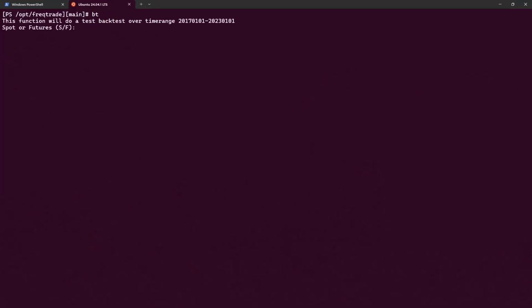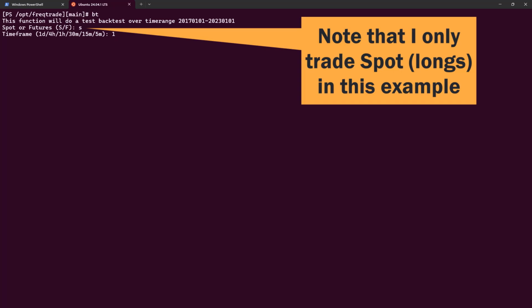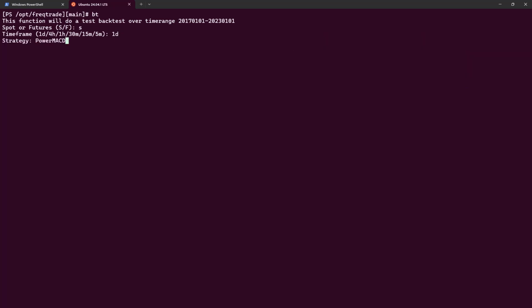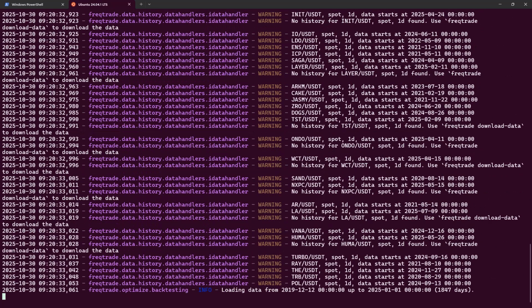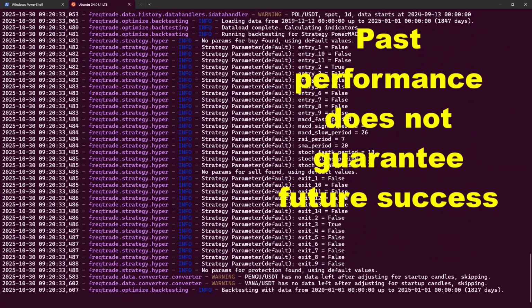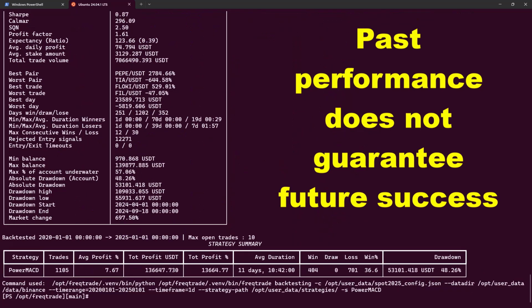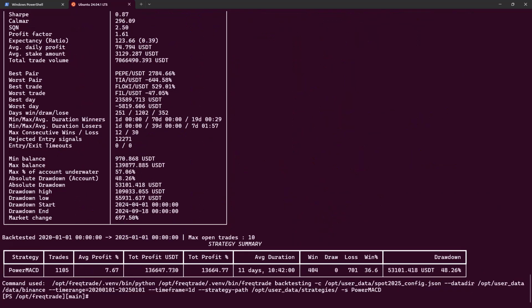In this case I will use the Freqtrade trading bot's backtesting engine to find out what the performance was in the past of this strategy. This way I can find out if it has a chance to also be successful in the future. But be aware that past performance does not guarantee future success, it only gives you a sense of what it might do in the future.